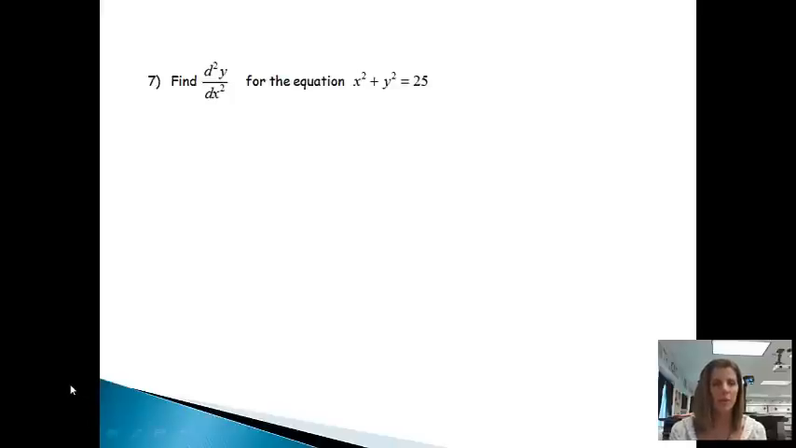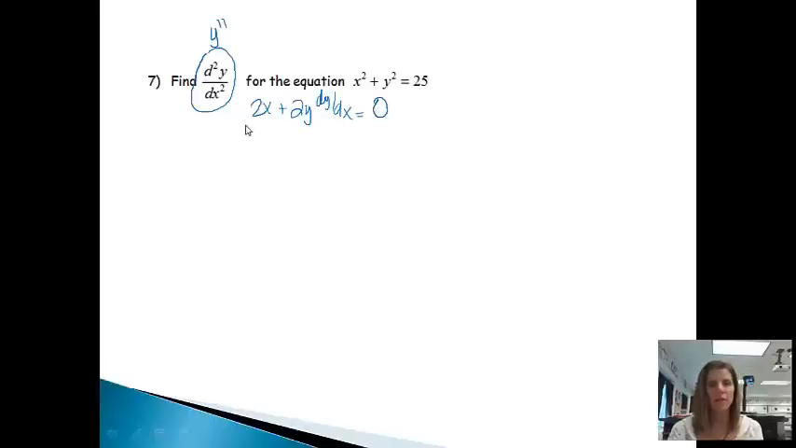Please remember, hopefully you remember that I told you that when you see this weird looking symbol, that just means that we're going to find y double prime. So we've got our equation. Hopefully we're somewhat familiar with using implicit differentiation now, so that's exactly what we're going to do. The derivative of x squared will be 2x, and then the derivative of y squared will be 2y dy dx, and then equals the derivative of 25 is 0.